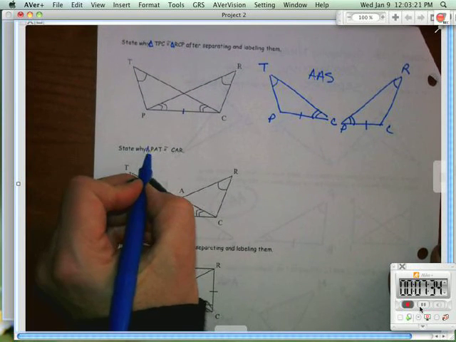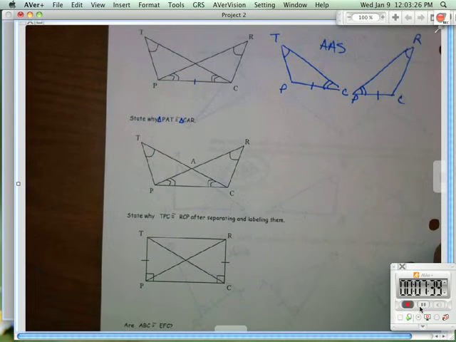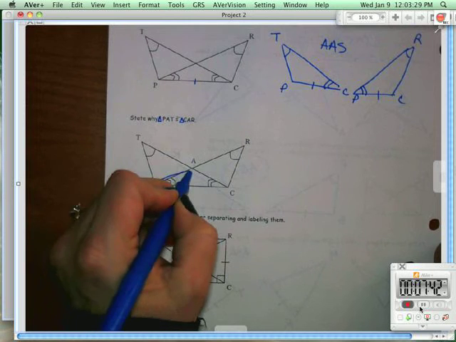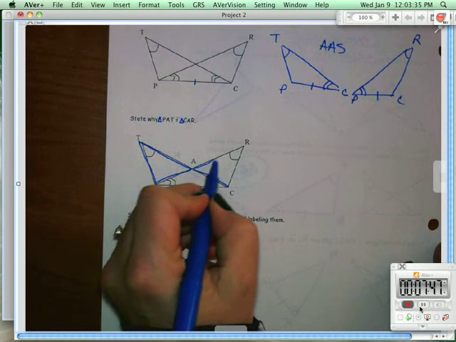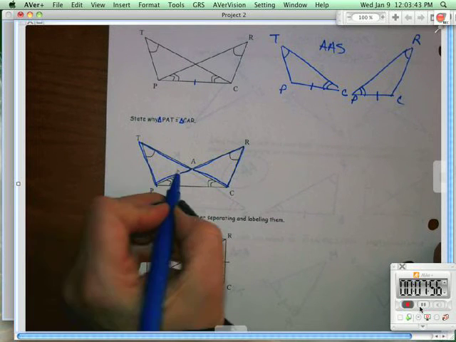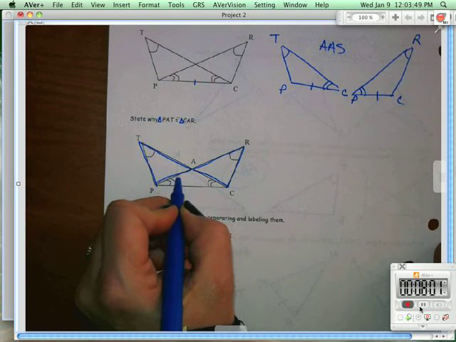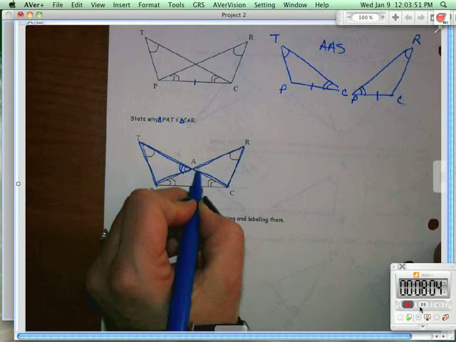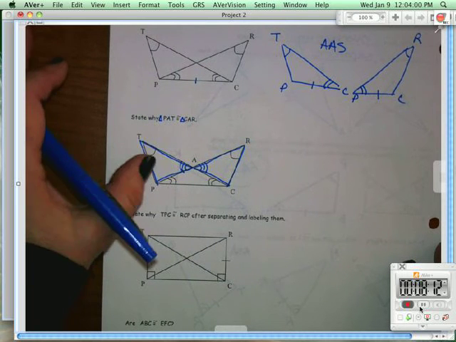State why triangle PAT is congruent to triangle CAR. So let's look. We have PAT, I'm working with that, is congruent to CAR. Interesting. Okay. Before I split it up, I'm just going to look at this picture and see what I can do. First of all, I see here that I have vertical angles. Angles are made by two intersecting lines. So I have vertical angles, so I'm going to mark those there. Those angles are congruent. I'm going to need something else. So I've got to look and see what I have here. I can't see anything here. I can't see anything here.